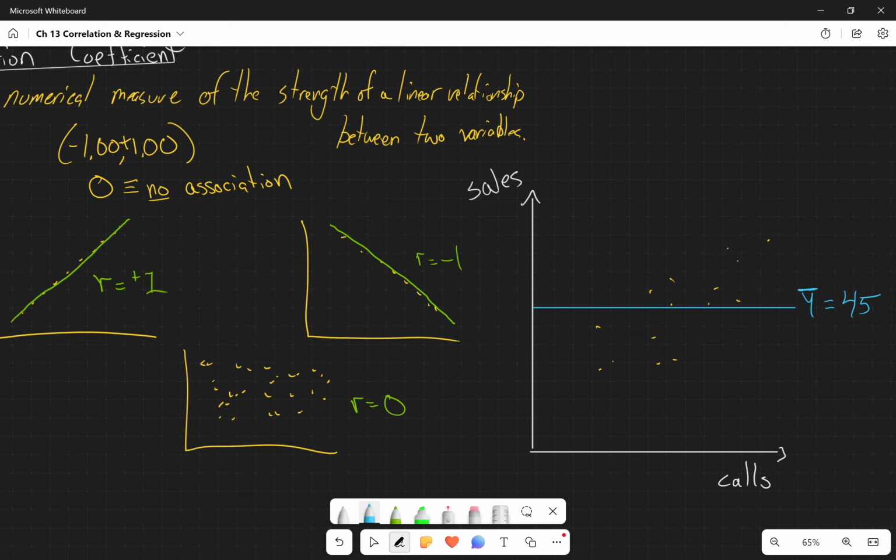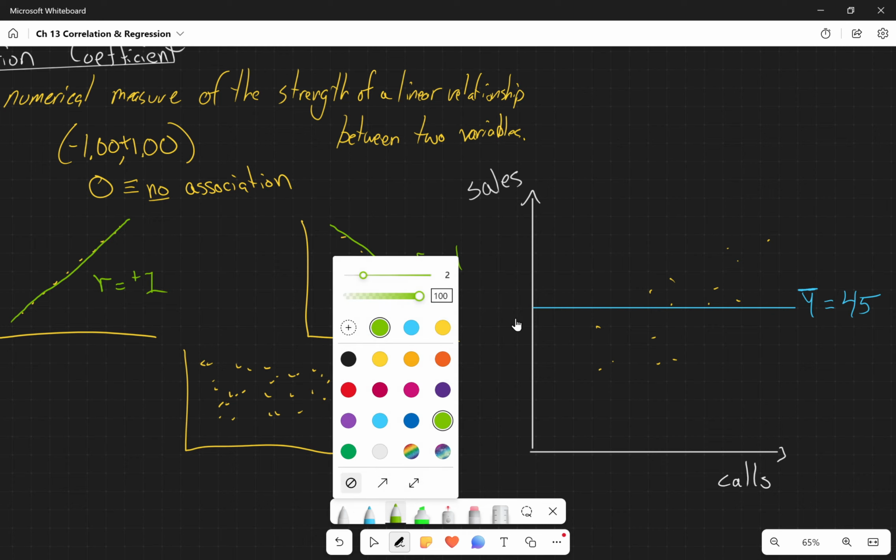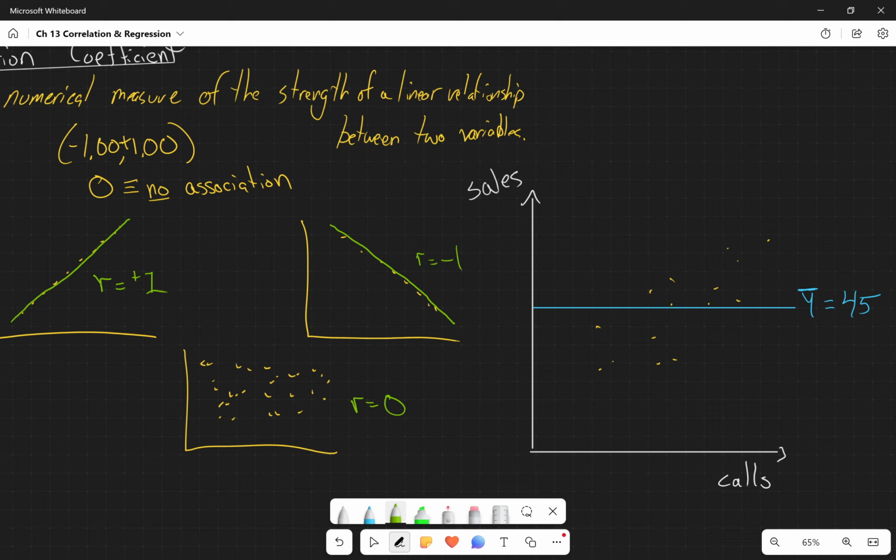And then we wanted to figure out what's the average of the sales calls, right? How many sales calls on average did they make? And so we went ahead and just computed the average of just the X's, and we found that the X bar is equal to 96. So on average, each salesperson made 96 sales calls, and on average, they sold 45 things.